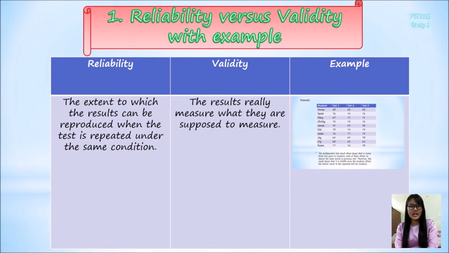For the first difference, I would like to summarize that a result is reliable when we always get the same result if we repeat the test several times under the same condition. Meanwhile, a result is valid if we get what we're supposed to get. I give an example.